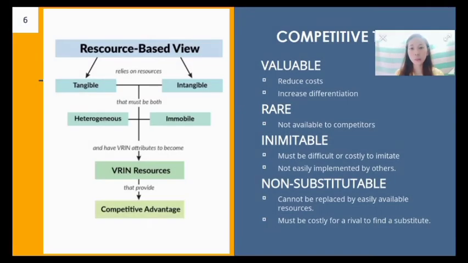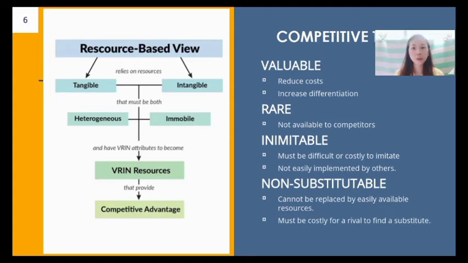Next, competitive test. What is the most telling about a company's aggregation of resources and capabilities is how powerful they are in the marketplace. Resource-based logic suggests that firms rely on both tangible and intangible resources that are assumed to be heterogeneous and immobile. Firm resources must also have certain attributes in order to provide competitive advantage. Those attributes are valuable, rare, inimitable, and non-substitutable, or VRIN.